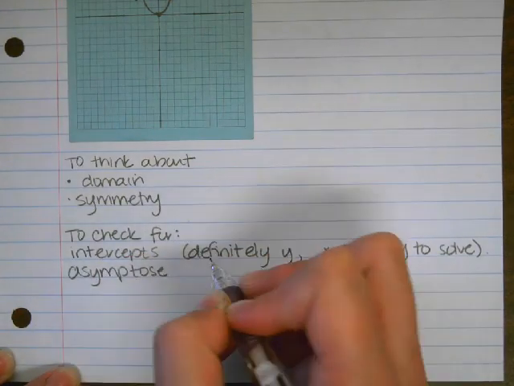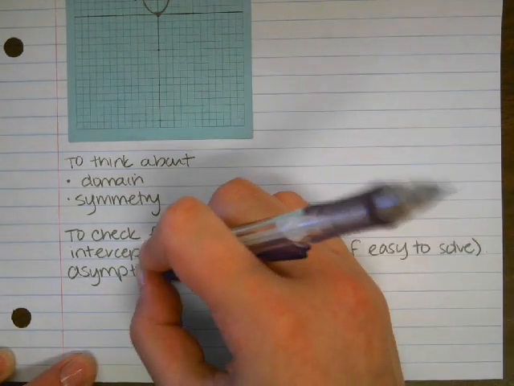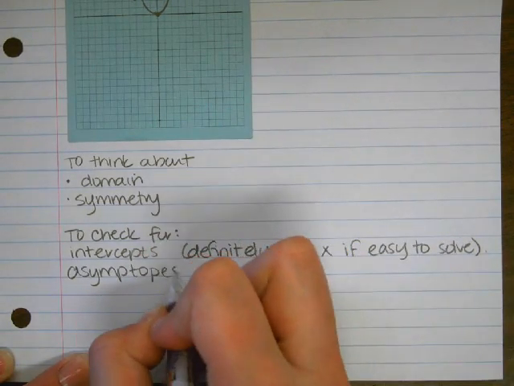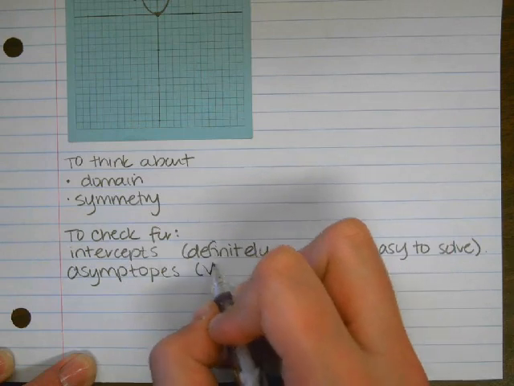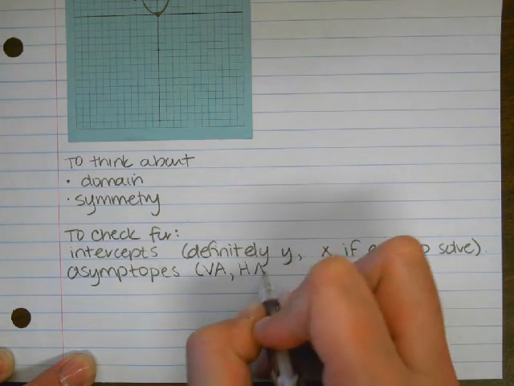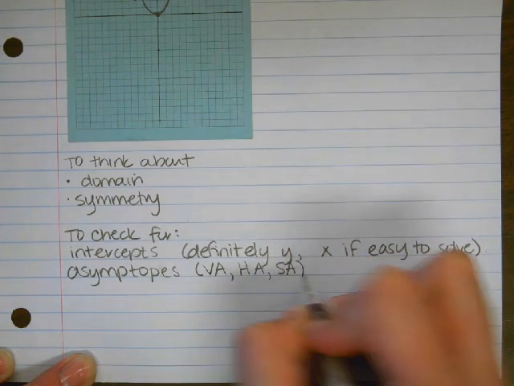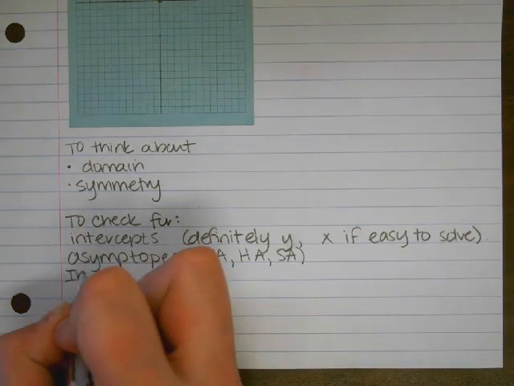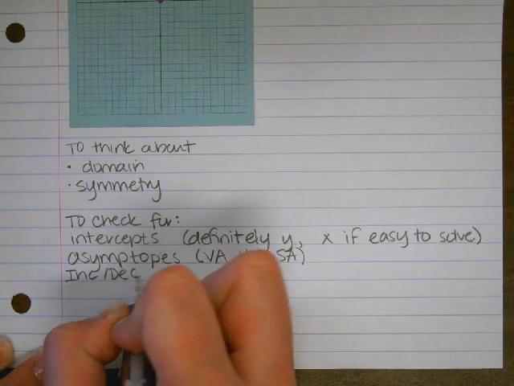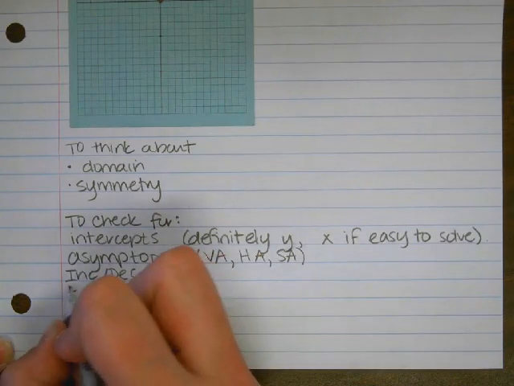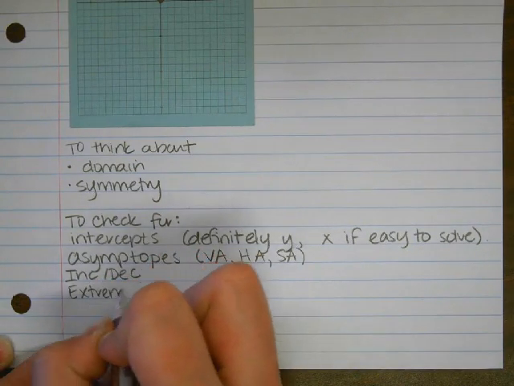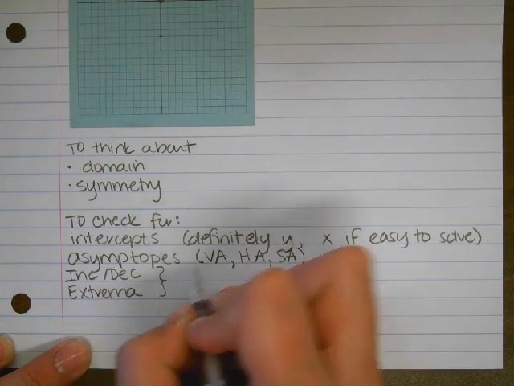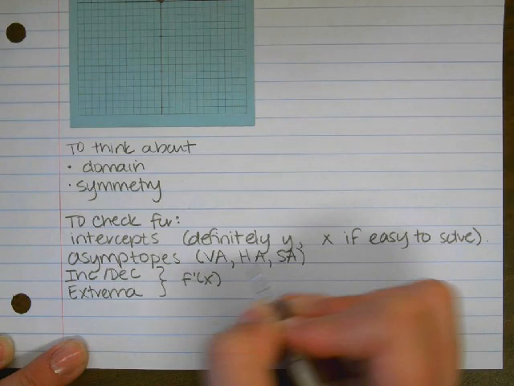So this is for our rational functions. So we are looking for vertical asymptotes, horizontal asymptotes, slant asymptotes. We want to look for where the graph is increasing and decreasing, and we want to look for the extrema. So I'm talking about the maxes and mins. And if you guys recall, we get these from the first derivative.